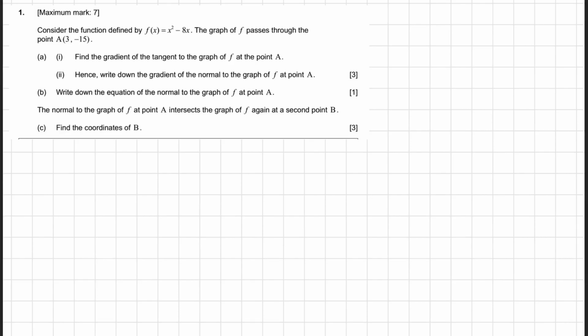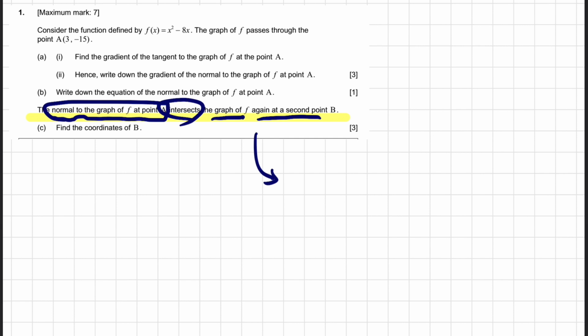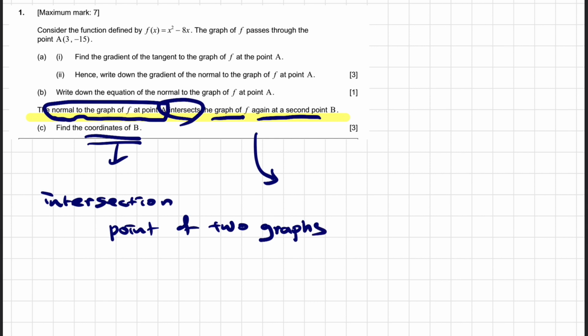Okay, then let's do question number 1C. Before attempting it, we can see there's extra information given. The normal to the graph of f at point A intersects the graph of f again at the second point B. So we are not sure how this graph looks, but the coordinates of B are the intersection point of these two graphs, the normal line and the function f.